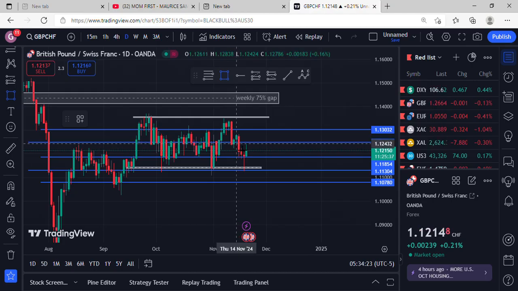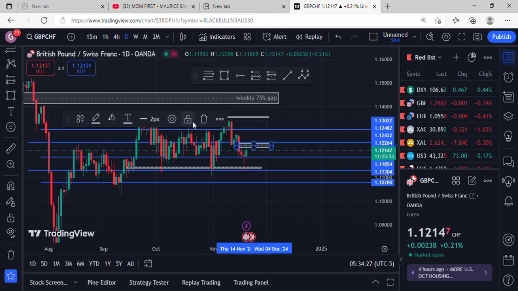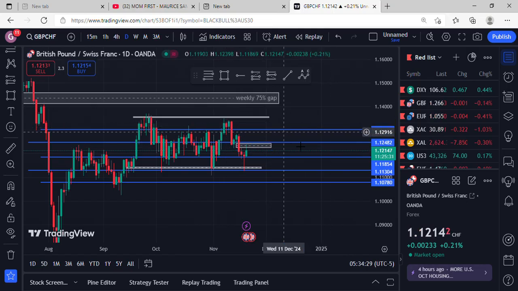I expect that to be disrespected to the upside, and then we attack at least the 75%, because we have the gap here, but then you see that we haven't fully filled that gap. We haven't fully filled that gap, right? And so I would expect that we disrespect this and then go up and then at least fill the gap, and then possibly we can hit this.